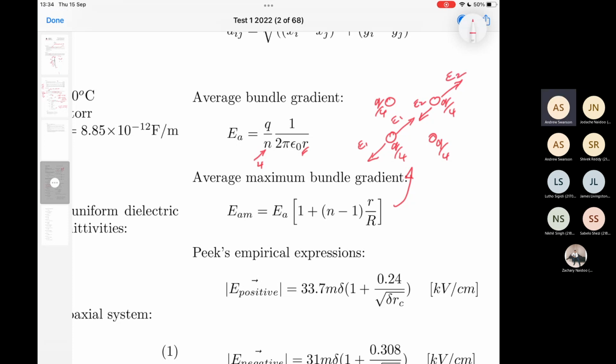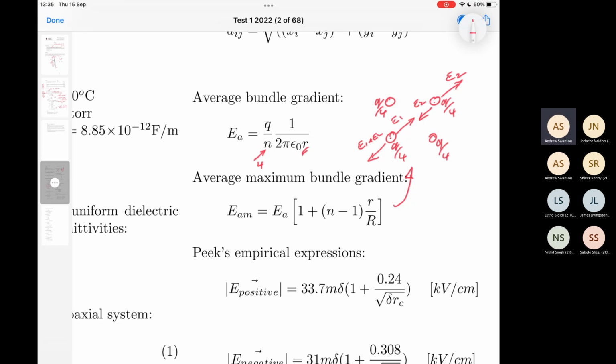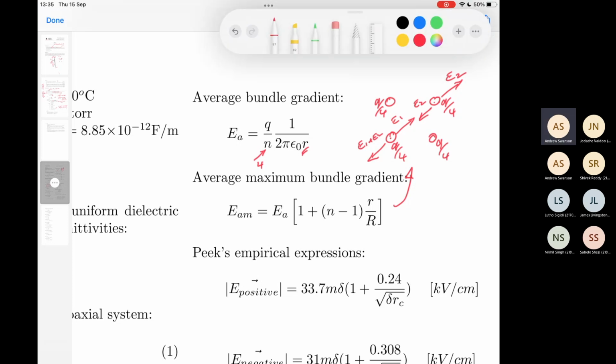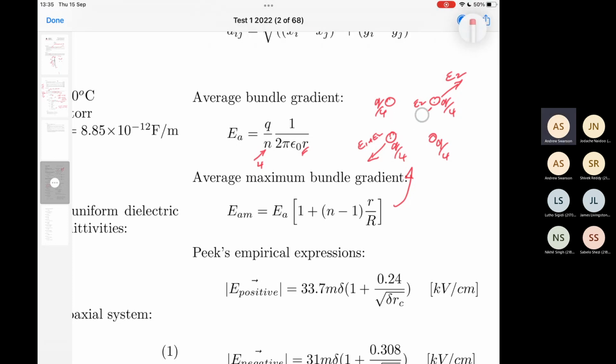Right, so if you just look at the field between subconductor 1 and subconductor 2, E1 is going to cancel E2, whereas E1 will have some addition of E2. So it'll definitely be stronger on the outside because those two will cancel. So that equation just relates that sort of maximum field to the average bundle gradient.